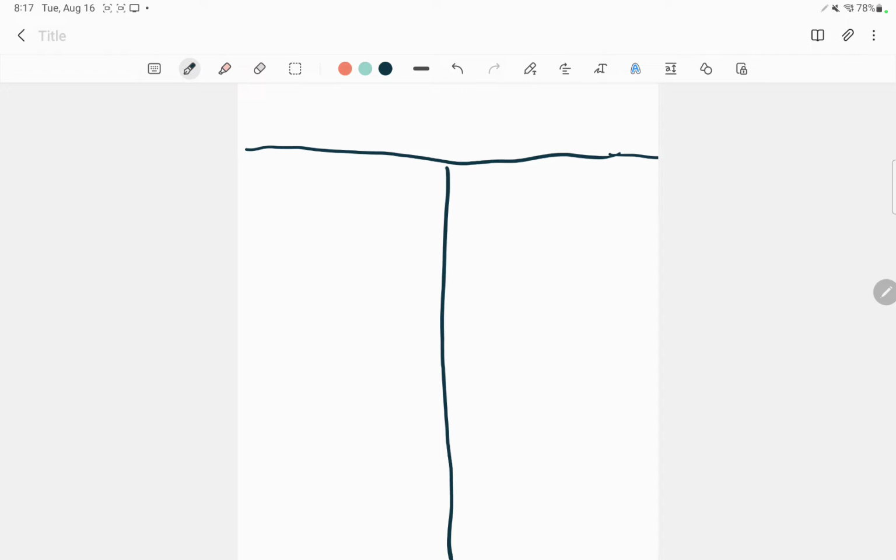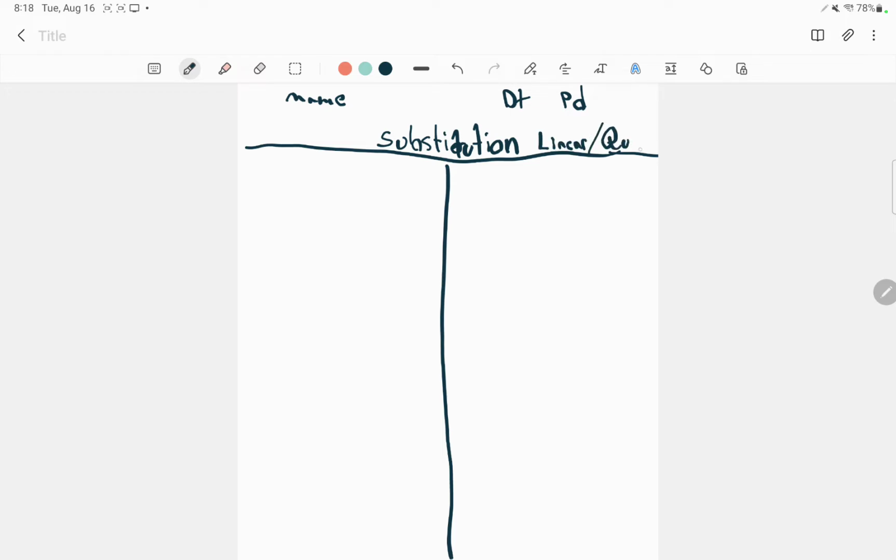I'm gonna show you guys how I want your notes. So name again goes over here. Date, so DT and period, right there. Now right here is gonna be substitution. I don't even know how to write substitution, and it's gonna be linear / quadratic. You can just call it qua if you want. So it's going to be linear and quadratic. Again, this is going to be student and teacher.